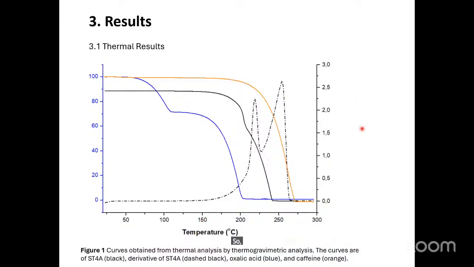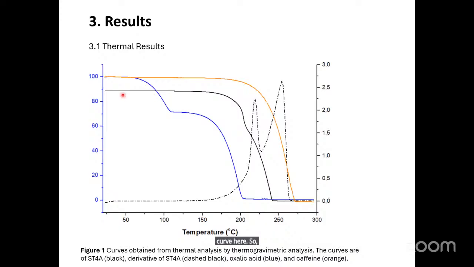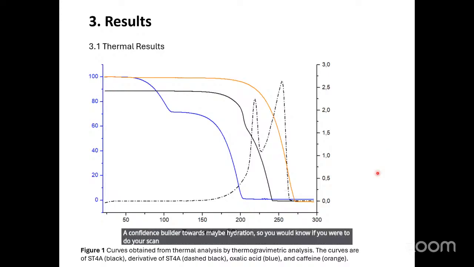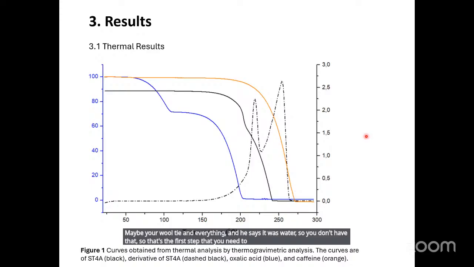So these are some of the results. These are thermal results, and if you observe this black curve here, it shows there is no dissociation before around 200. This is a confidence builder regarding hydration. If you do your scan and it is this clean, with no hydration curves and nothing around the hundreds, where maybe water would show up, then you don't have hydration. That's the first step that you need to be certain of.